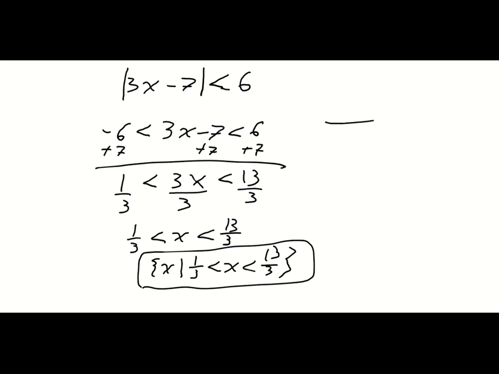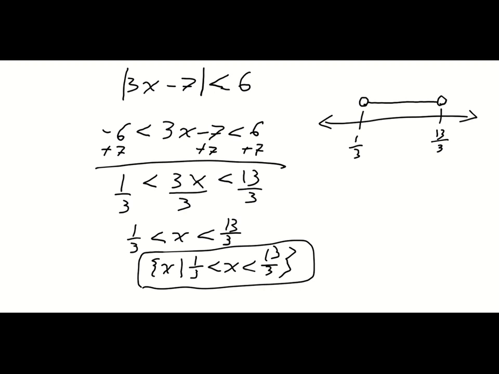If you're asked to graph it, and we find our 1/3 and 13 thirds on our graph, then we want an open circle since it's strictly less than for a third, an open circle since it's strictly less than for 13 thirds, and x is between those two, so we put our line between the two. So that's if we're asked to graph.